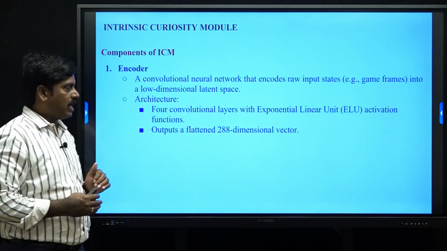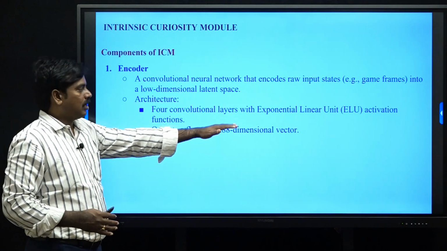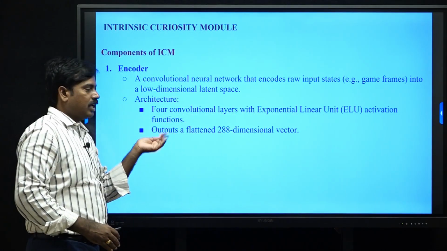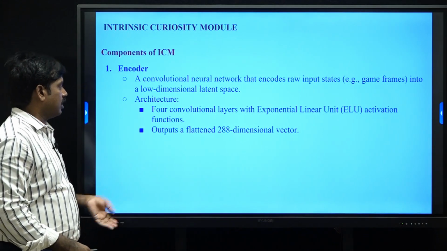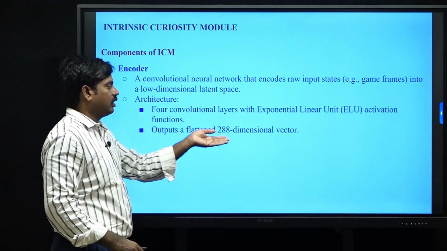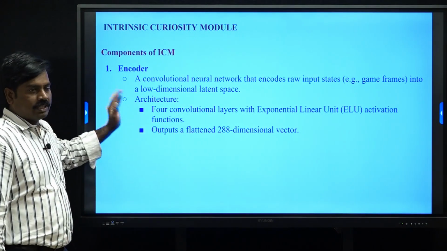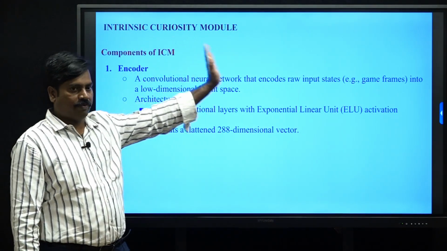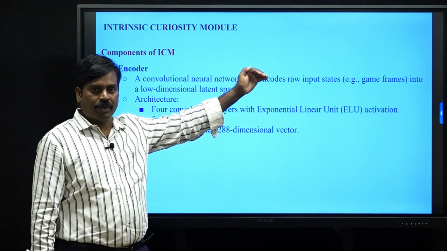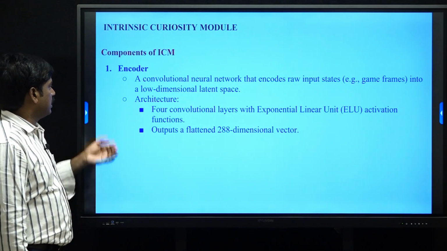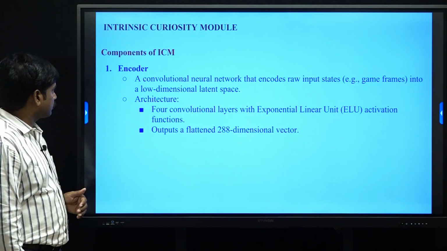So, the architecture has 4 convolutional layers with the exponential linear unit activation function, ELU, in each convolutional layer, and the output is a flattened 288 dimensional vector. So, this is the encoder. This converts the high dimensional video frames into low dimensional frames, grayscale images, that is the encoded states.